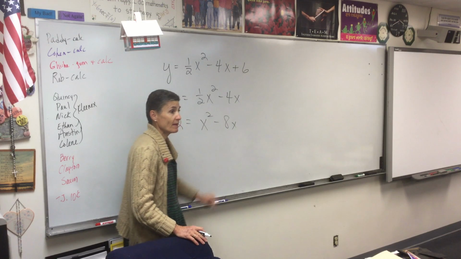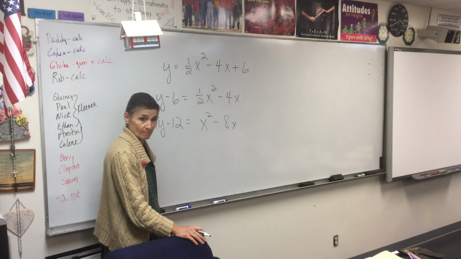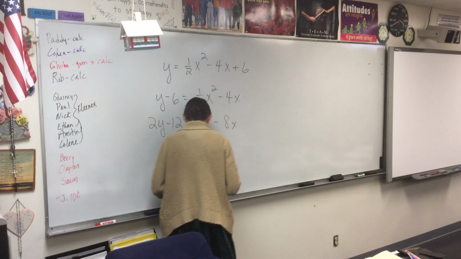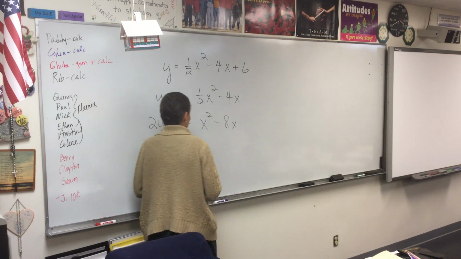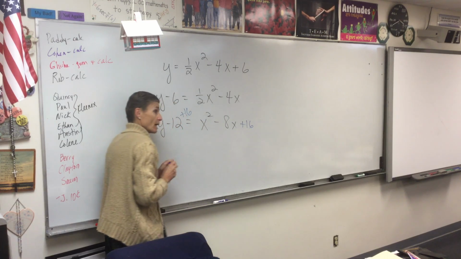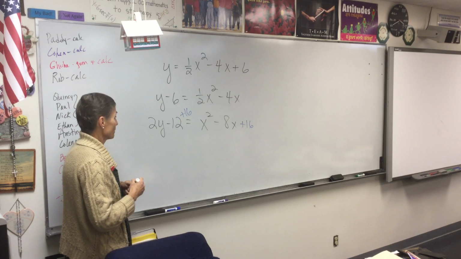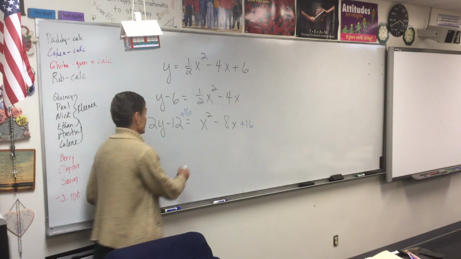So 1/2 of 8 is 4, and 4 squared is 16. So that's what's getting added to both sides. I'm going to add 16 to both sides. Some of you forgot to add that to both sides. That's easy to do. It's easy to forget. But you must add it to both sides.